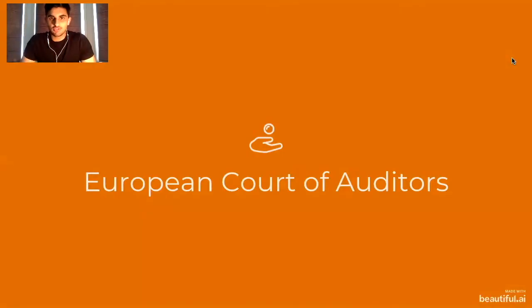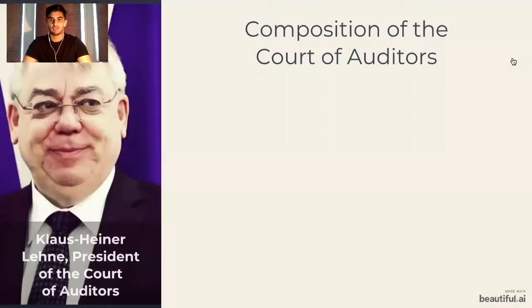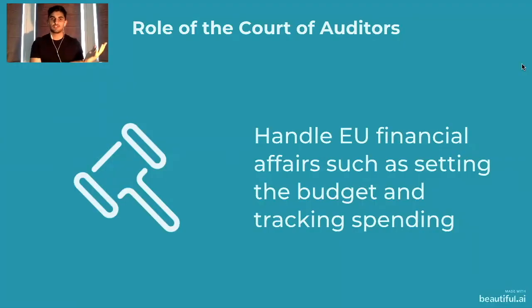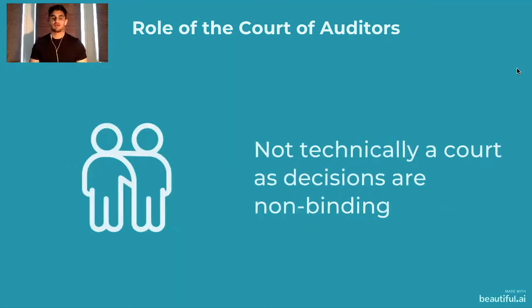The European Court of Auditors is not a court, it's actually more of a regulatory body which will regulate spending in the EU. And so its composition consists of a bunch of auditors from each member state. Klaus-Heiner Lehner, he's the president just now of the Court of Auditors. And so these guys will set the budget for the EU and make sure there's no over or underspending. And so their role is to set the budget of the EU, handle their financial affairs, track spending, and make sure there's no over or underspending, make sure there's no financial corruption. And like I said, it's not technically a court, and its decisions are not legally binding.